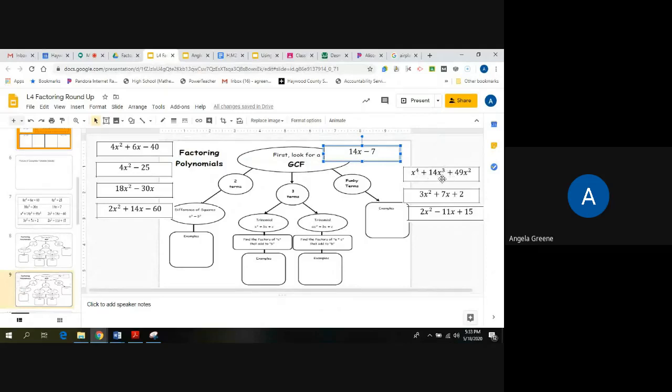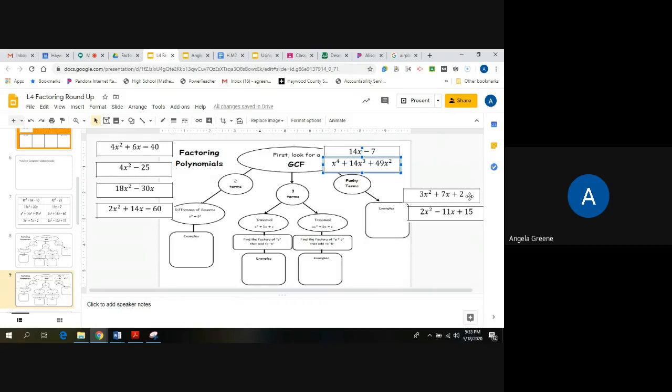Okay, so this one, what do all 3 of these terms have in common? Sorry, on this one, I forgot to tell you, the GCF on this one, what do these 2 terms have in common? And that's a 7. This one, what do all 3 of these terms have in common? Well, they have a GCF of an x squared.